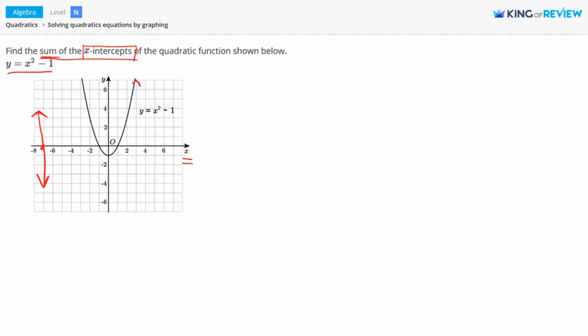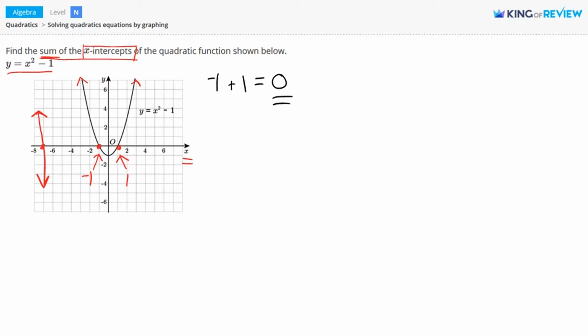It's a parabola. Now, where does our parabola cross the x-axis? Well, it crosses at two different points. One point is here, and the other one is right here. One of the points is at -1, and the other point is at 1. We're asked to find the sum of these x-intercepts. So we have -1 plus 1 equals 0. So 0 is our answer.